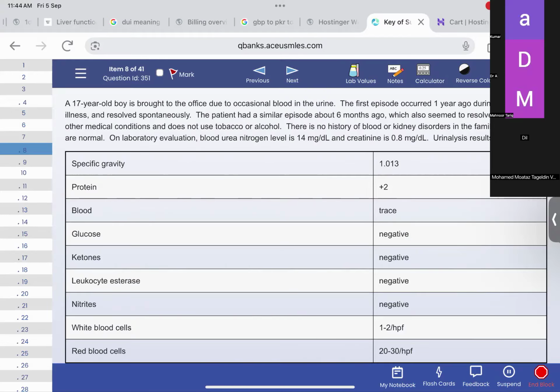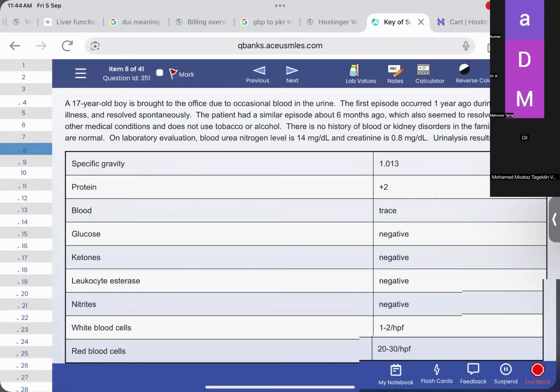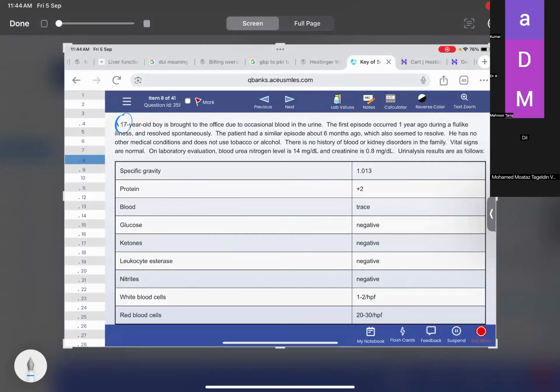So just from the stem, you can get most of the question, okay? We have a 17-year-old boy with occasional blood in the urine. When you see color change of urine, like cola-colored urine, or anything like blood, you can simply exclude nephrotic, okay? In nephritic, we have hematuria, right? And even the protein is only plus 2. It's not nephrotic range.